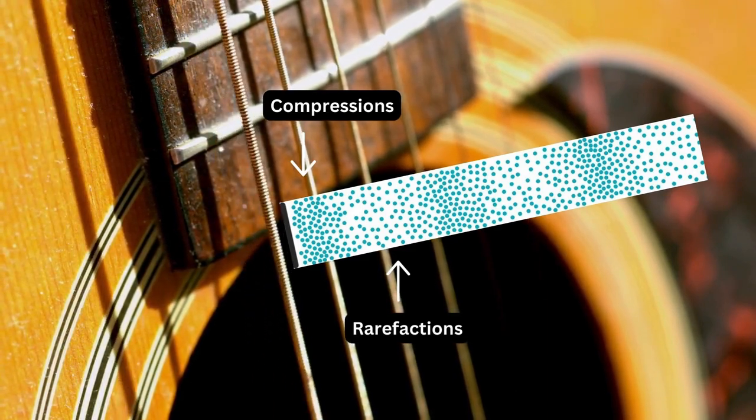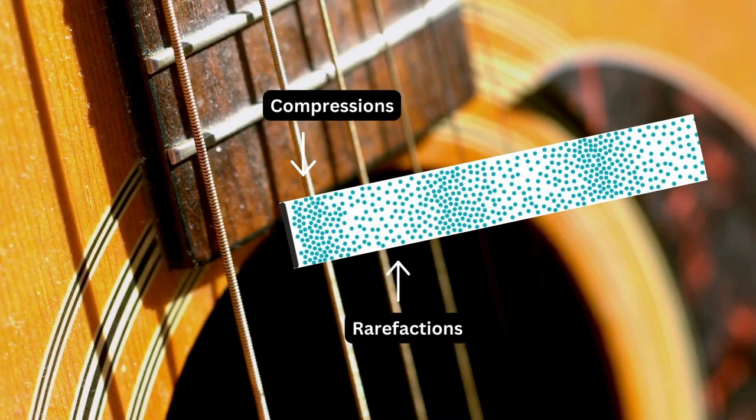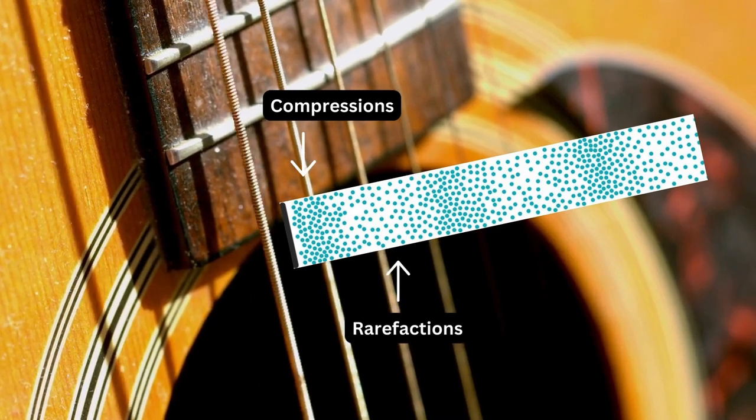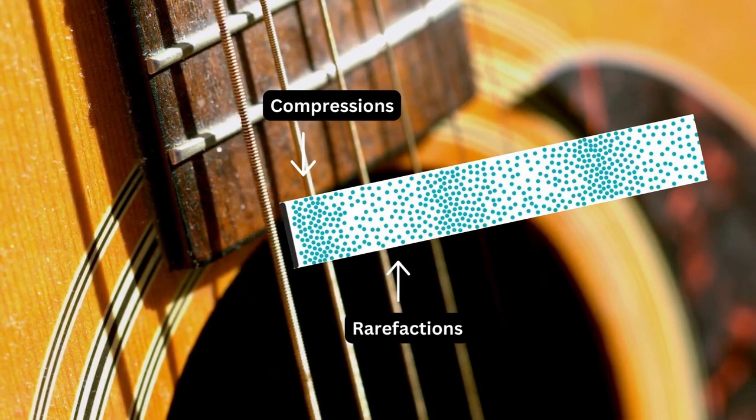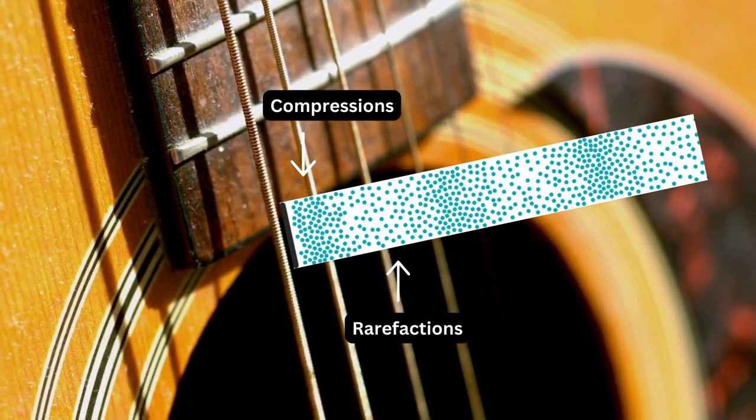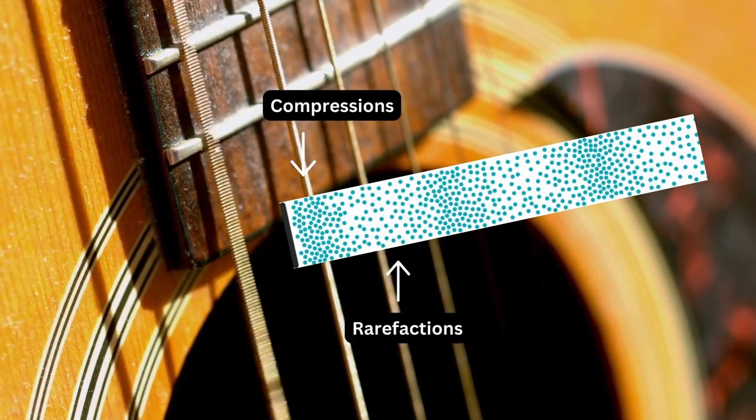Then as your guitar string pulls back, that'll create a low pressure zone because it's dragging the air back with it. And that is a process called rarefaction, which is below your average pressure. Compression is above your average pressure.